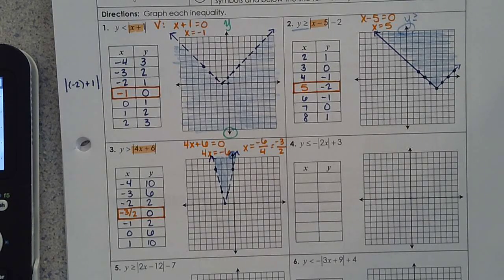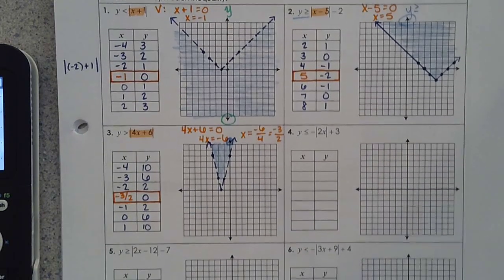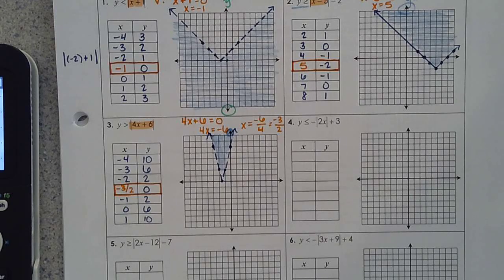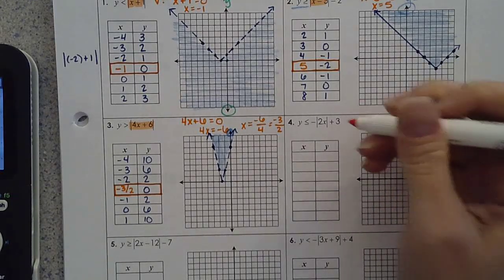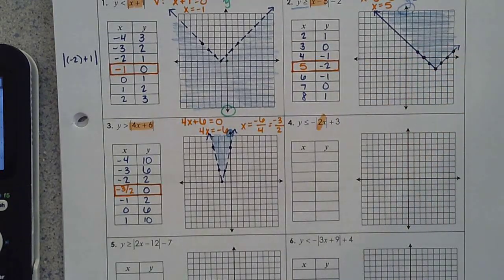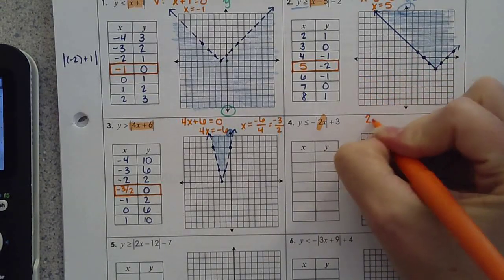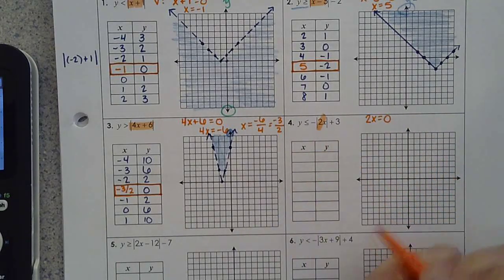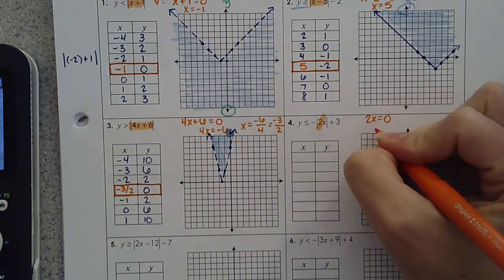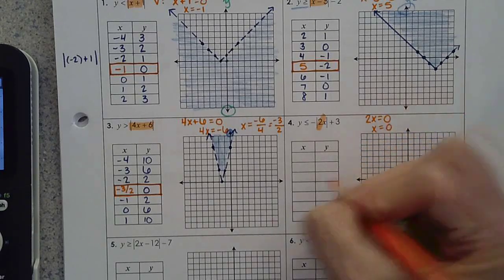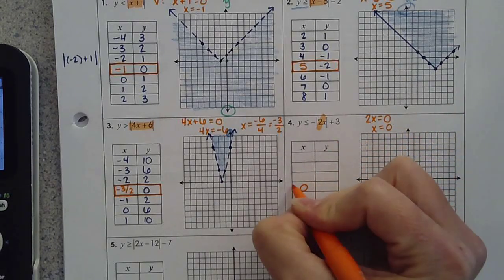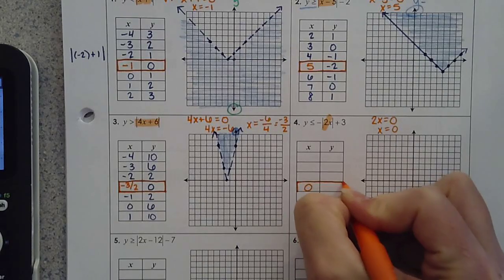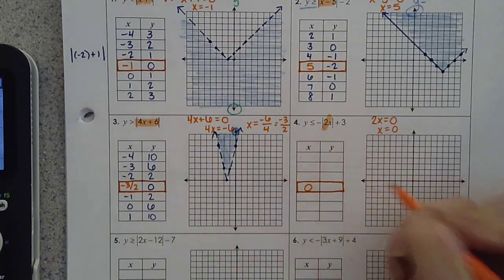All right, let's try number 4. We're going to start by taking just the inside of the absolute value bars to find our vertex. It says 2x equals 0. Notice I'm ignoring the negative. I'm ignoring the +3 right now. Divide both sides by 2. I get x equals 0. So my vertex is going to be right in the center of the graph.